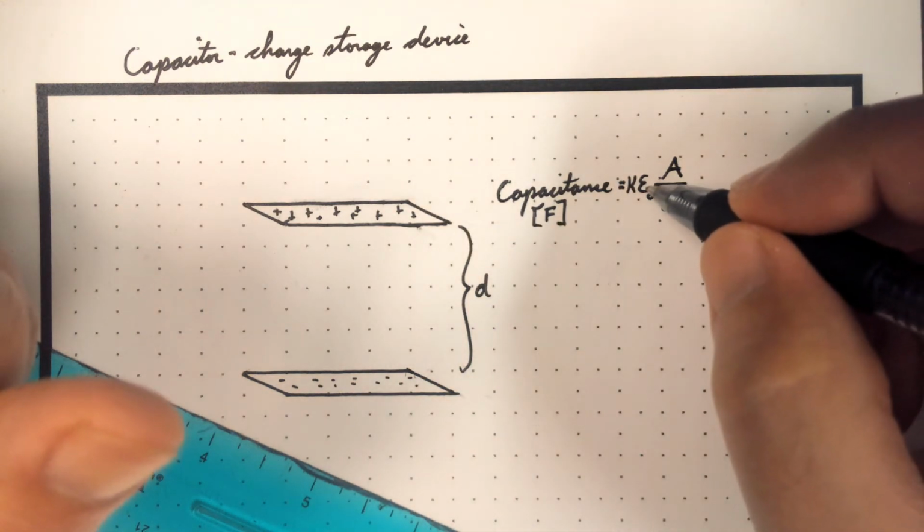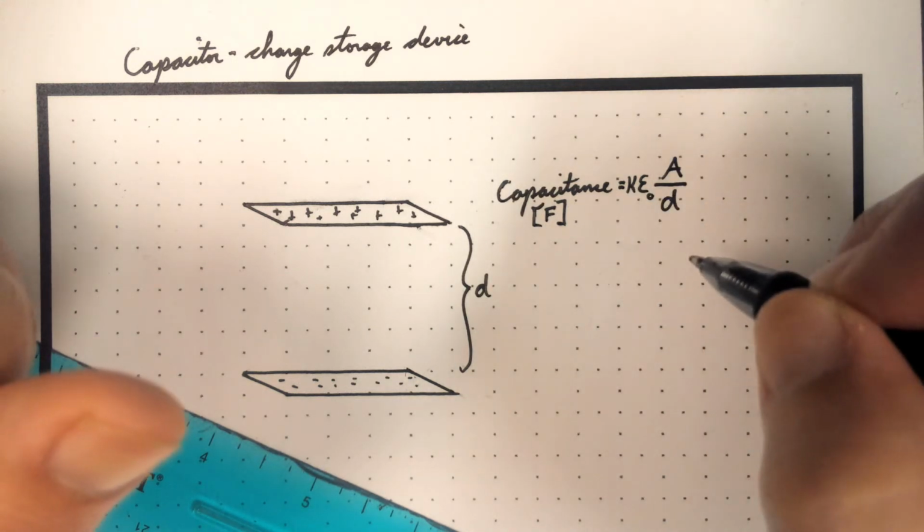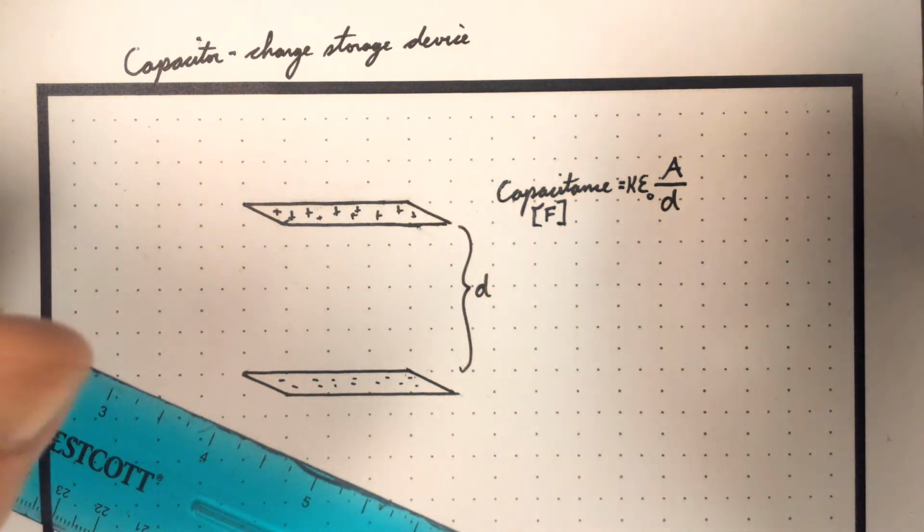Permittivity of free space, this is a property of the universe, so there's a constant for that. And then K, this K value, kind of a kappa value, is whatever material you place in between.